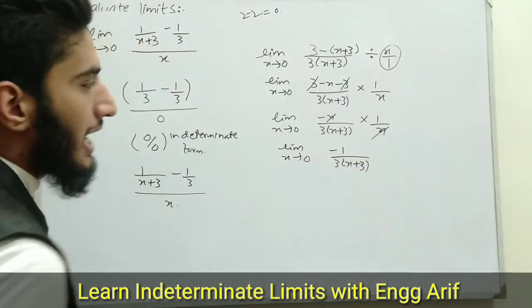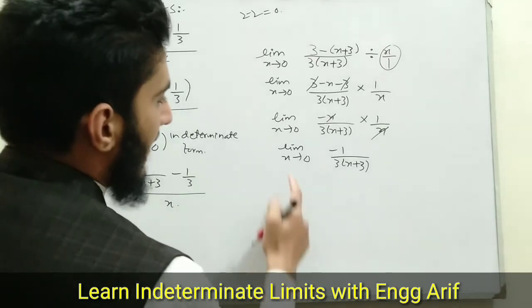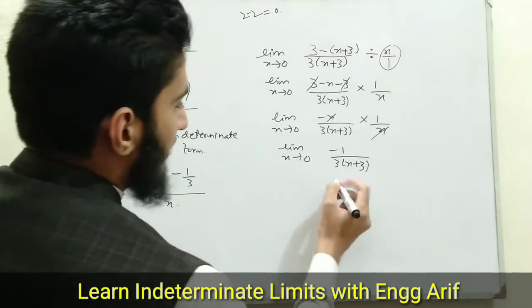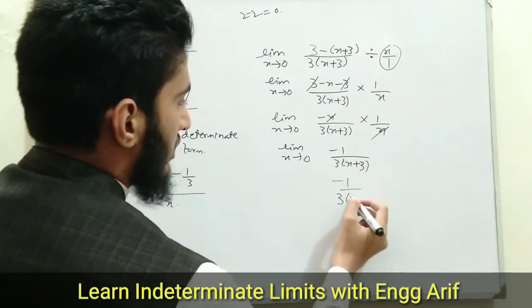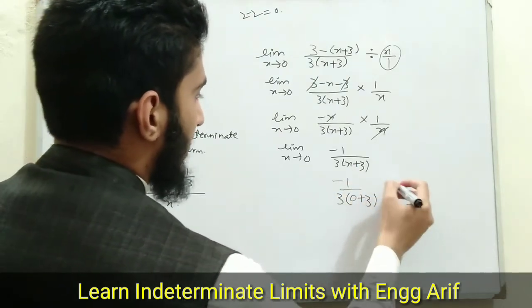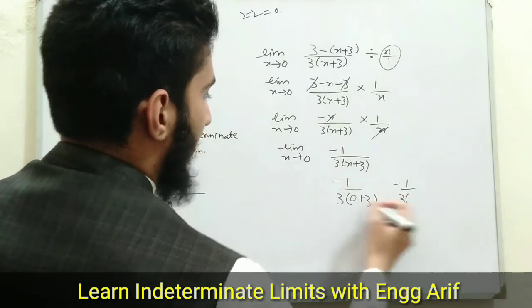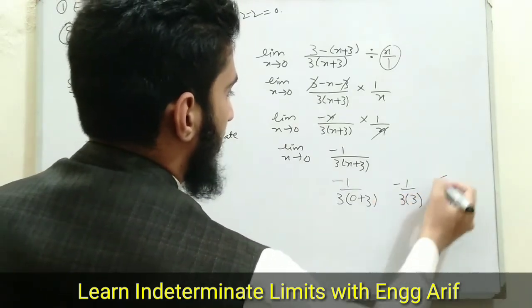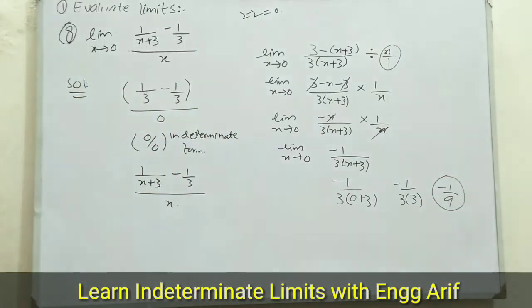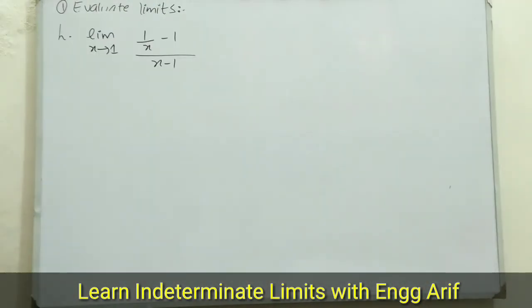Now I will apply the limit. By applying the limit x approaches 0, it becomes minus 1 over 3 times x plus 3. So x is 0, so it becomes 0 plus 3, which gives us 3. So it becomes minus 1 over 3 multiplied by 3, which gives us 9. So the result is minus 1 over 9. Now move to the last part of today's lecture, part H.